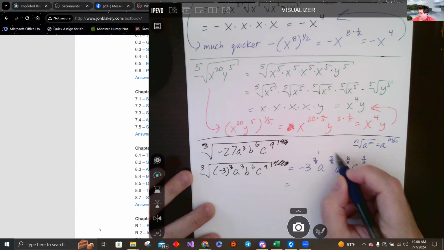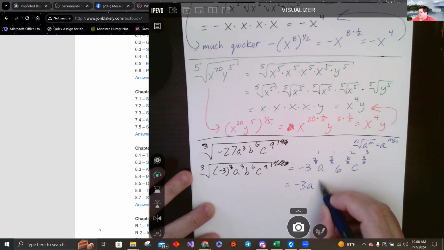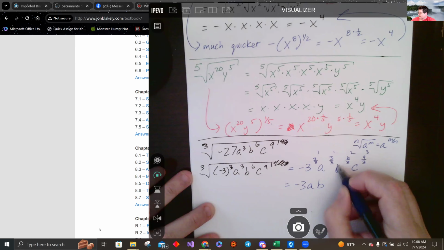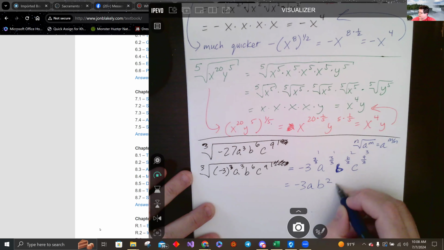That's a 1, 1, 2, and 3. Negative 3a, that should be a b right there. B squared c cubed.